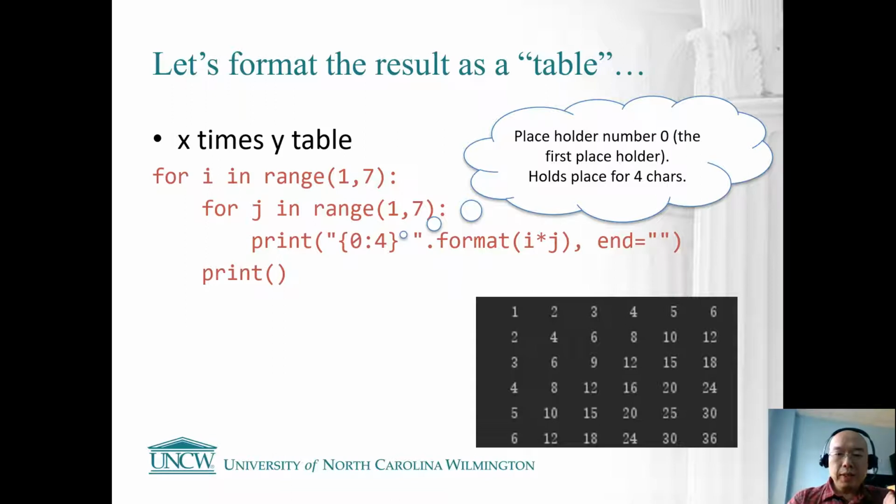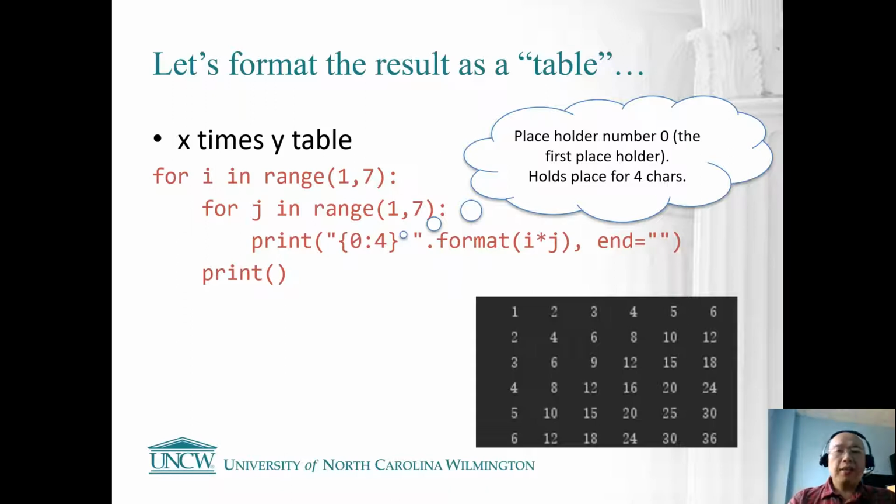In this way, if I'm printing the 1, that will be space 1. If I'm printing 2, that will be space 2, because it will guarantee that I'm going to use a 4 character space. How about 12? 12 will be space 1 and 2, so still 4 spaces. By enforcing the 4 spaces for each of the outputs, we have a better table of numbers.